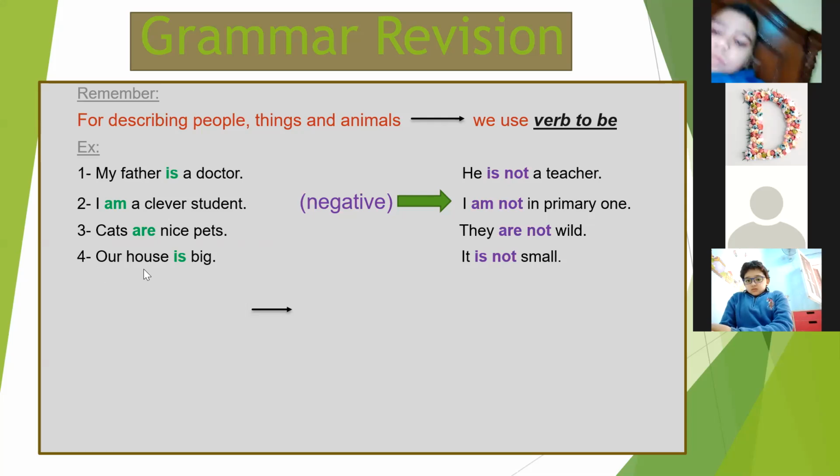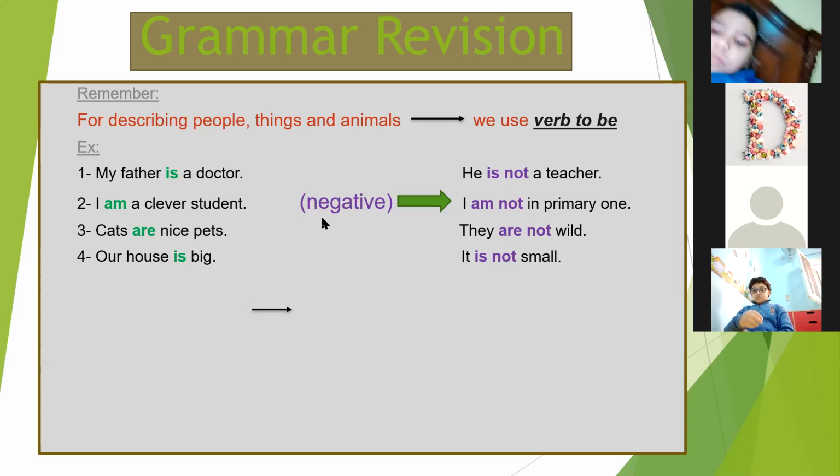Number 4, our house is big. Our house equals what? Our house equals it. So it will take is. So here in the verb to be, I will use is, am, and are.